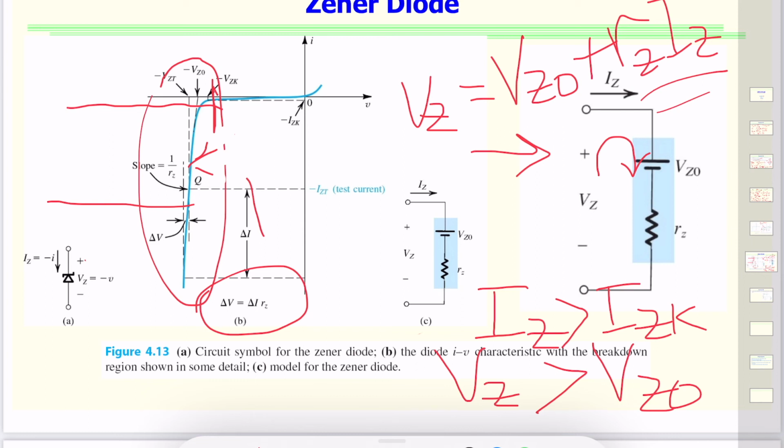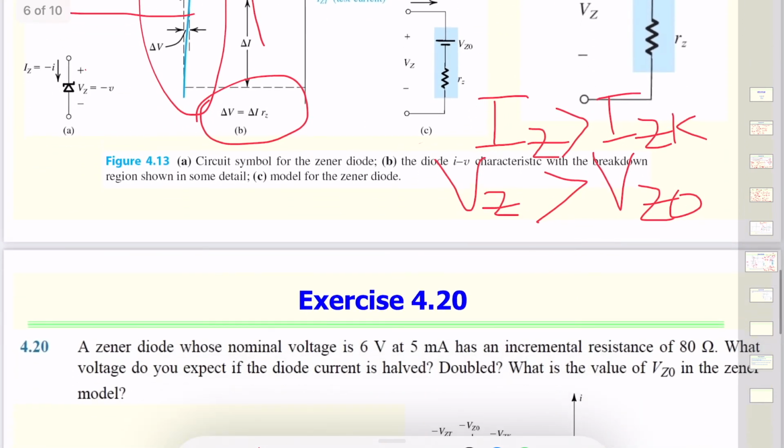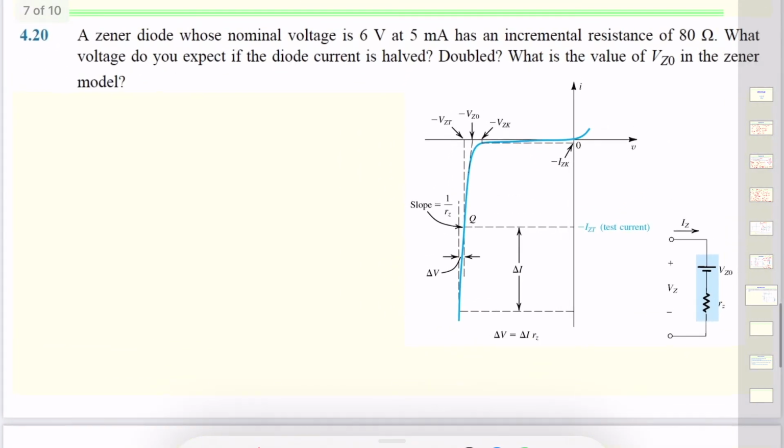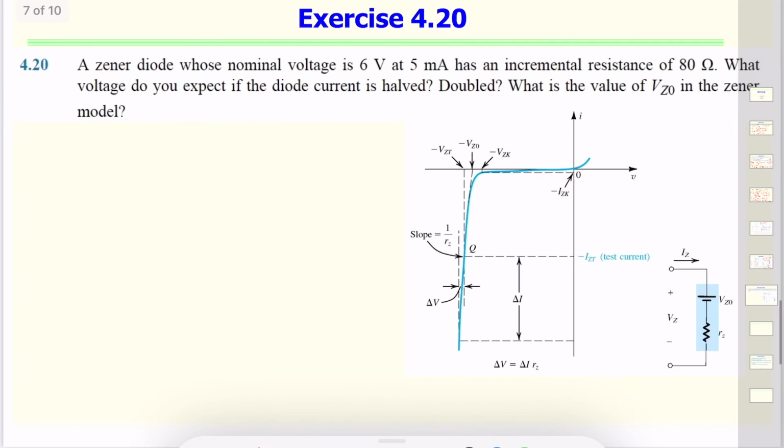Now where do we use it? VZ has a value which does not change too much, so we also use it as a shunt regulator, which means we use it in parallel with the load, and what that does is give us very good control over the voltage that's applied to a load. So here's one more example of how we use it.